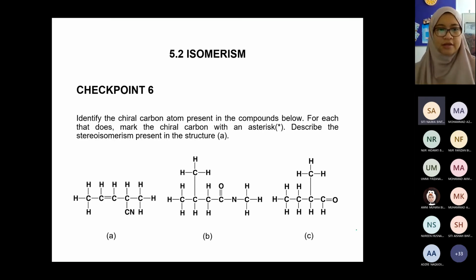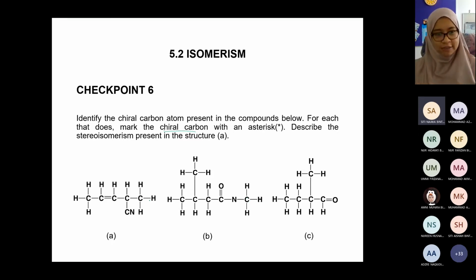Checkpoint 6. Identify the chiral carbon atom present in the compound below. For each that does, mark the chiral carbon with an asterisk. Describe the stereoisomerism present in the structure A. Guys, okay, focus on A only. Okay, not for B and C. But we have to identify whether we have chiral carbon in A, B or C. We have to check. Okay, alright.